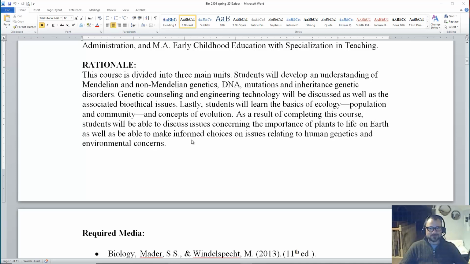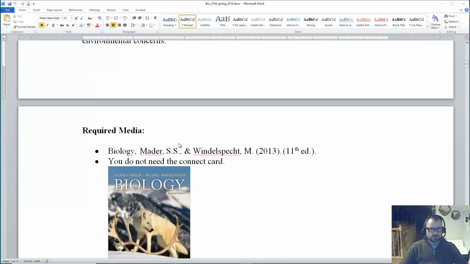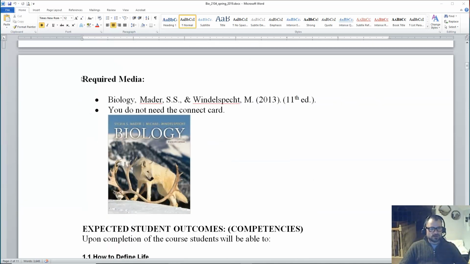Our rationale, you can go ahead and read that. I don't need to read that to you. So let's go ahead and talk about the book. I try to make this class as affordable as possible. I remember how much books were when I was in school, so we use Mater. Mater is a non-majors book. It's not nearly as comprehensive as, say, a majors class is.